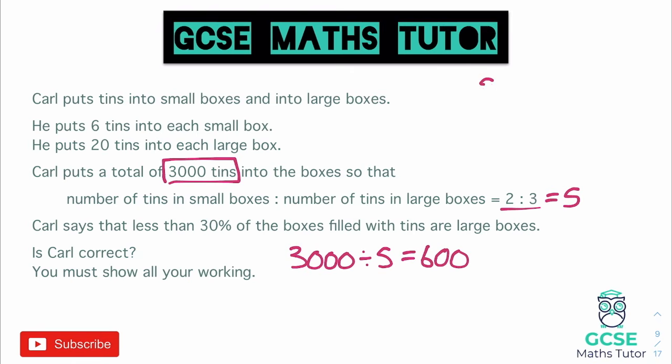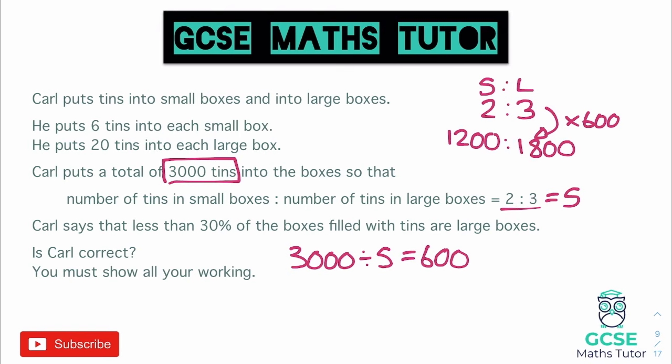So we have small to large, that is 2 to 3. So if we times both of those by 600, we'll know how many are in each one. So 2 times 600 is 1,200, and 3 times 600 is 1,800. So there are 1,200 tins in small boxes and 1,800 tins in large boxes.